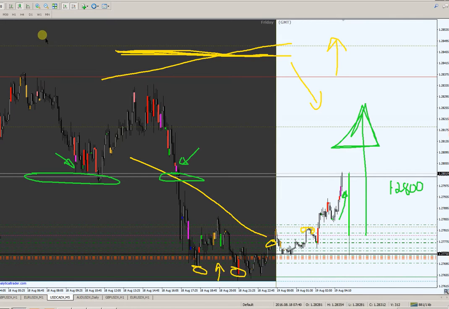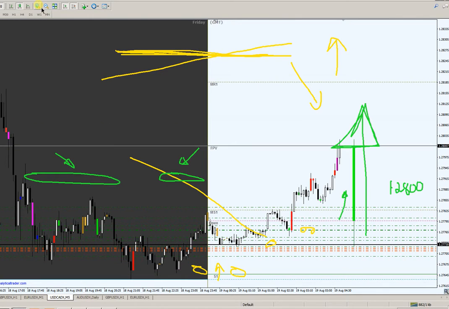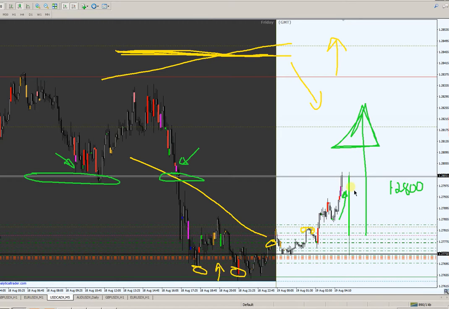All right, you see, guys, we need a push, and a full body break. A full body break is a break and close above the high, above the pivot. See, guys, there we go. All right, so we're making money in the Tokyo session.